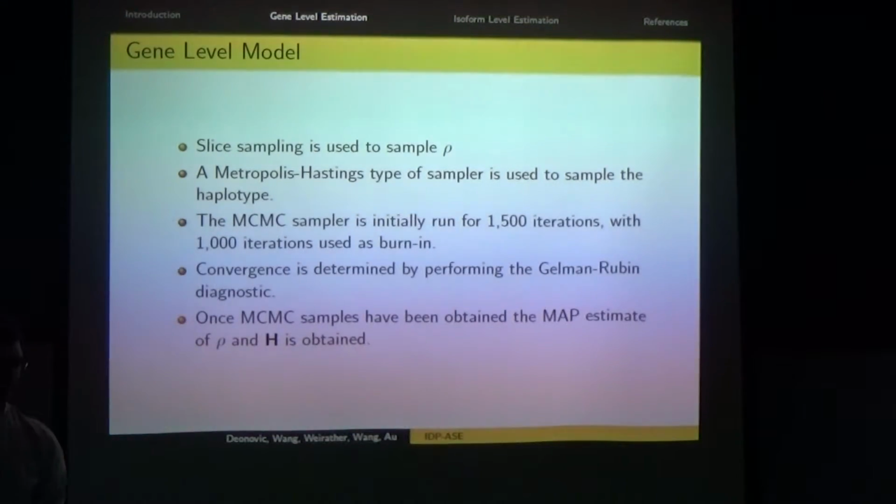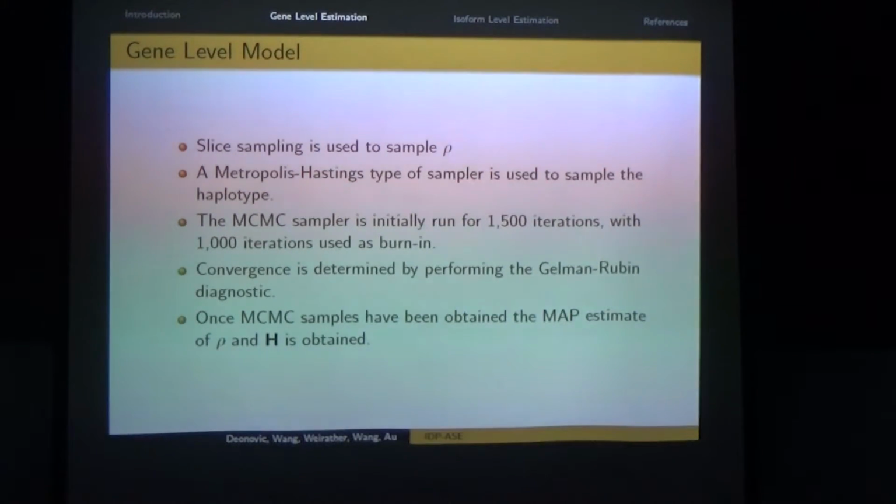If the model looks like it hasn't converged yet on the rho parameter, we continue to do 500 iterations at a time until convergence has been met.